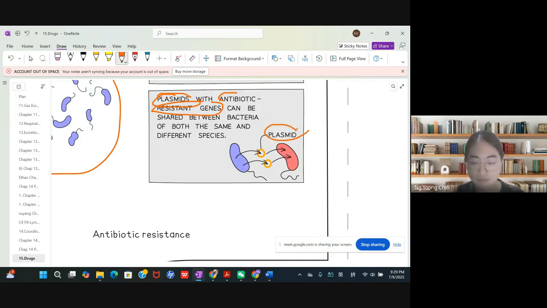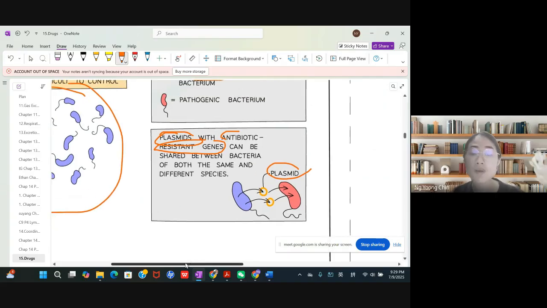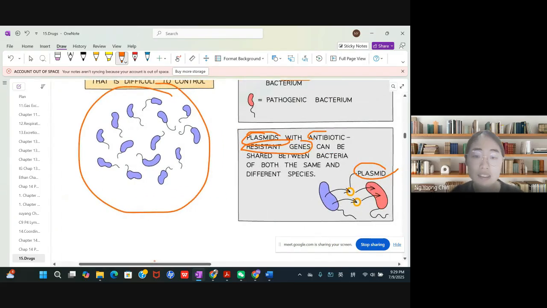So this other bacteria, initially they don't have this antibiotic resistant gene. So they can accept those plasmid DNA and then they can pass the gene to the next generation. So this leads to the consequence that the bacteria inside your body become harder and harder to kill, because all of the bacteria already develop this antibiotic resistant gene.